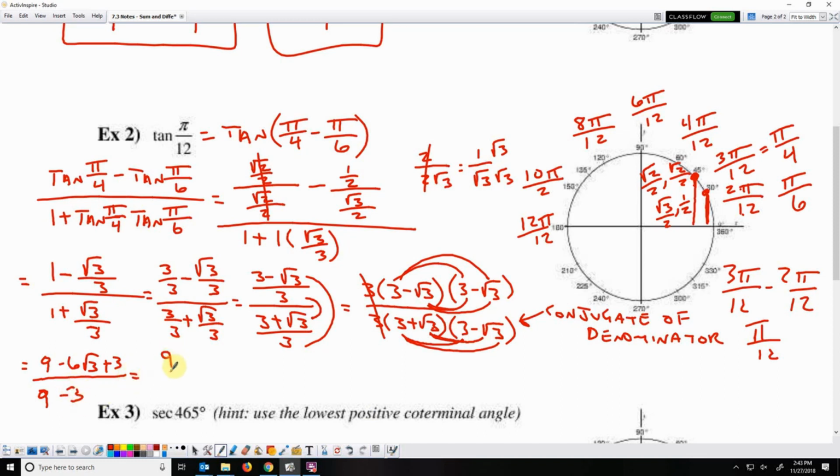So we've got 9, sorry, I need to combine my like terms here. 9 plus 3 is 12, minus 6 root 3, and 9 minus 3 is 6. 6 goes into all three terms. 2 times, 1 time, and 1 time. So we've got 2 minus root 3 as our final answer.